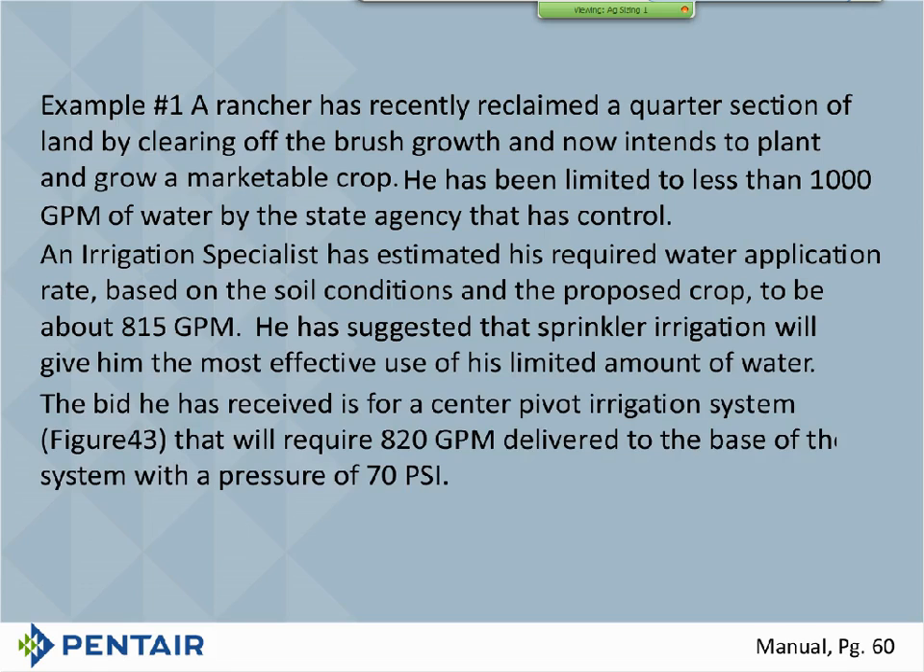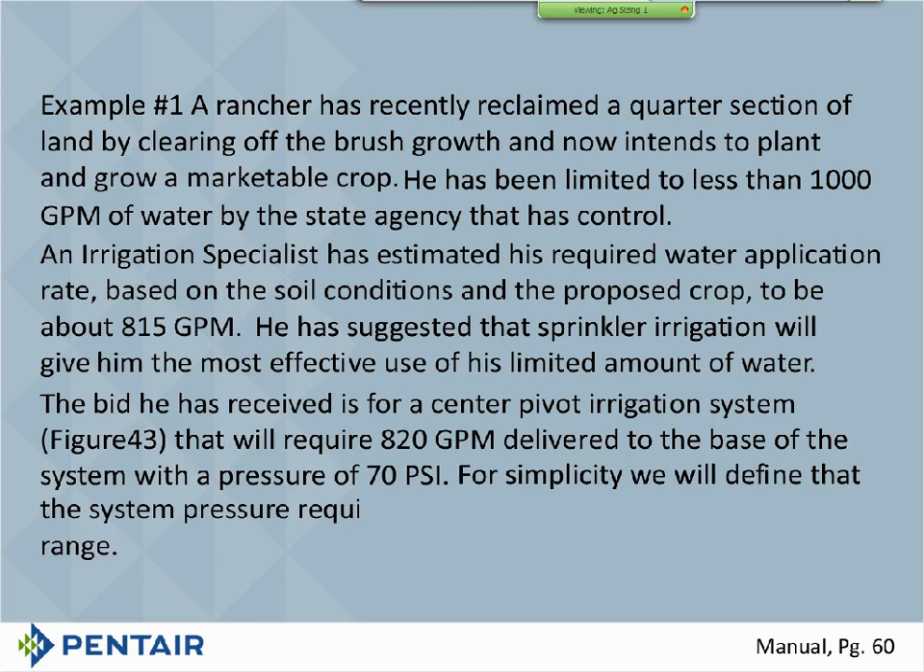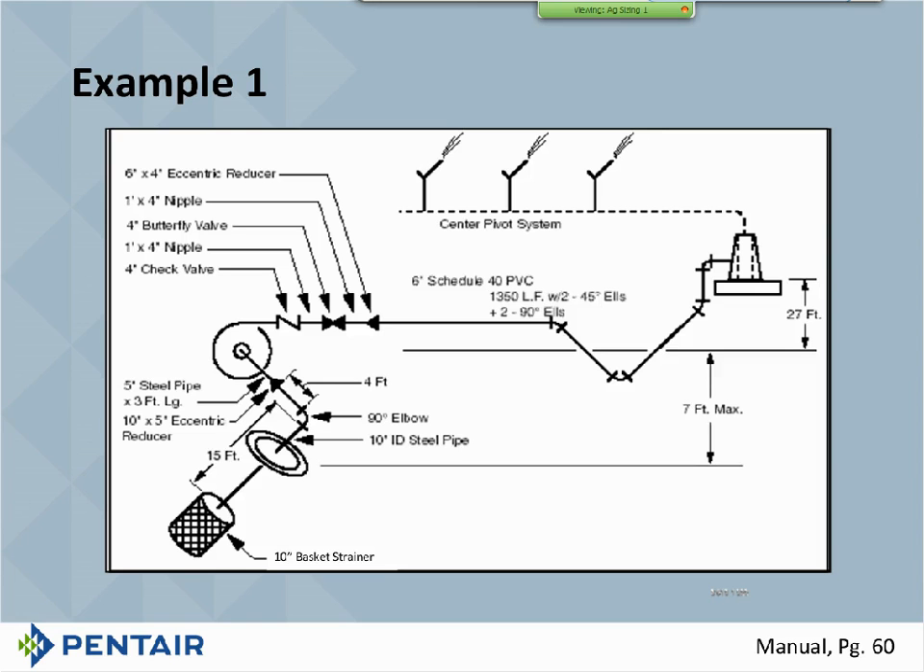The bid he receives is for a center pivot irrigation system that will require 820 gallons a minute be delivered to the base of the system with a pressure of 70 psi. For simplicity, we will define that the system pressure required will remain constant in the flow range. If we take a picture here, this is what we're talking about. There's our center pivot. They're saying that if we get the 70 psi at the center pivot, they've already calculated all the losses through the rest of the system. So they just say we need 70 psi there. That makes it much simpler for us.